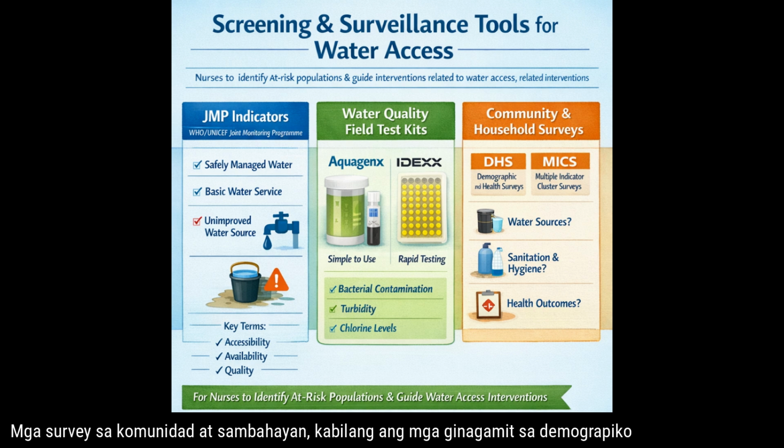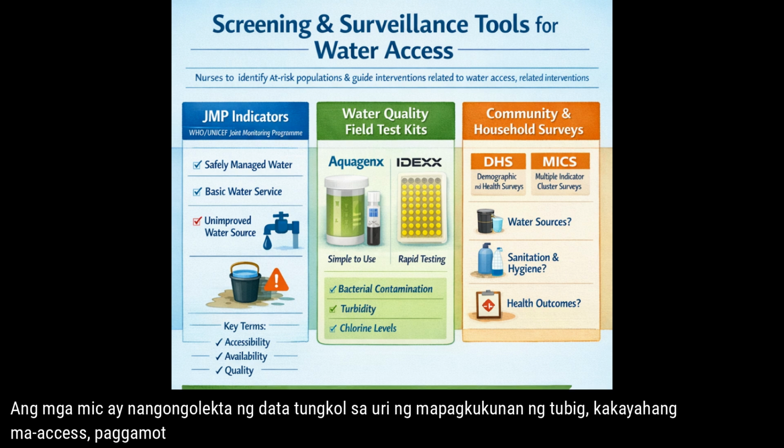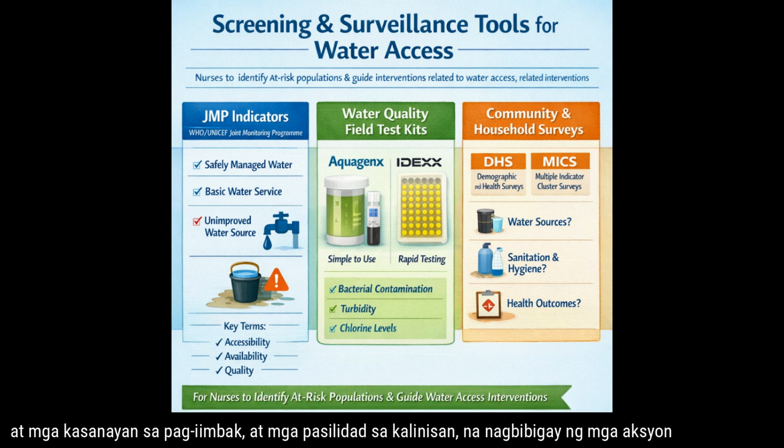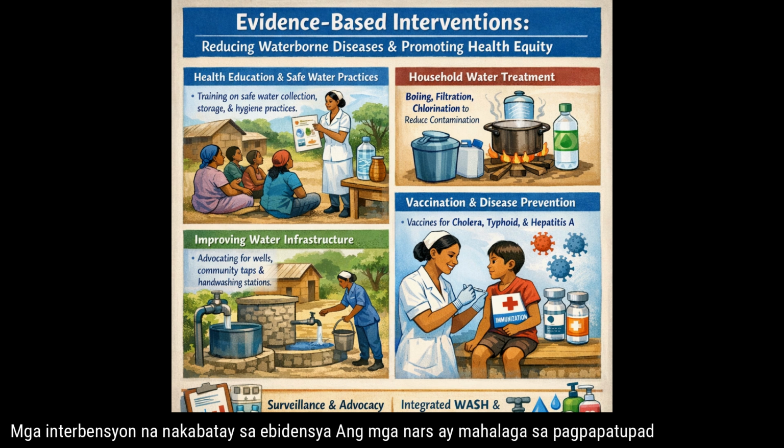Community and household surveys, including those used in demographic and health surveys (DHS) and multiple indicator cluster surveys (MICS), collect data on water source type, accessibility, treatment and storage practices, and hygiene facilities, providing actionable information for targeted health education and intervention planning. Evidence-based interventions.